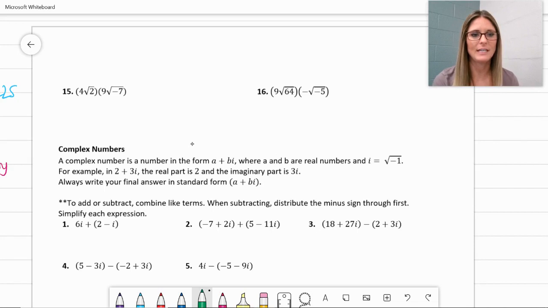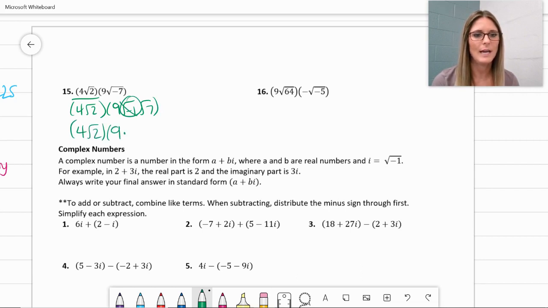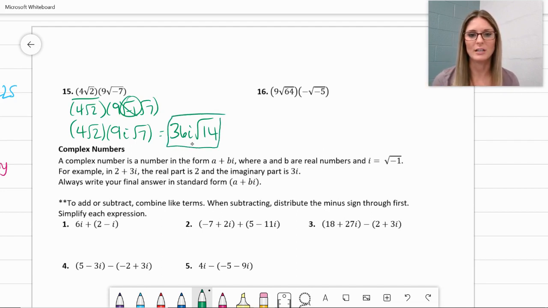Let's see. Number 15, simplify, then multiply. So I don't see anything in the first one I can do. But I can change this second piece with my imaginary. We'll have 9. Let me change it to -1 and a +7. That'll become an i. So we have 4 radical 2 times 9i radical 7. Multiply the things on the outside. The 4 and the 9i will give me 36i. Inside the radical, I have a 14. And then you would check to see, can I simplify the radical? But 14 is not going to break down with a perfect square.